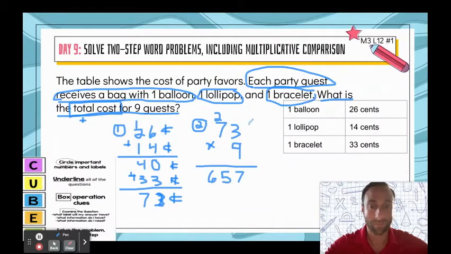Now remember, because we are dealing with cents and multiplying it to show more money, we know that our answer could now be put in dollars, right? It's not $657, but it is $6.57 in total.